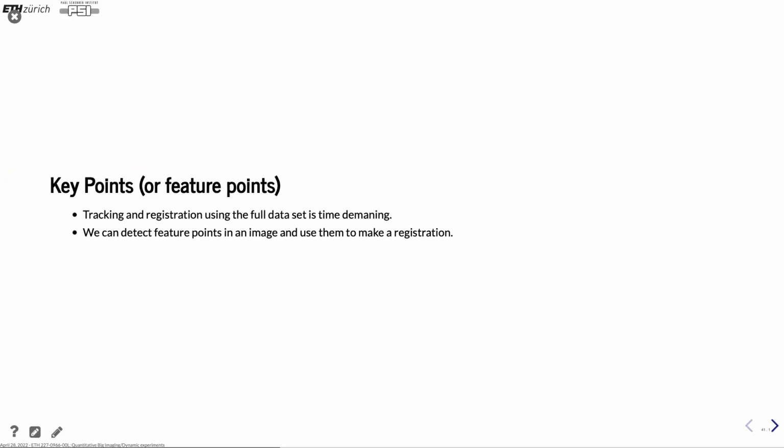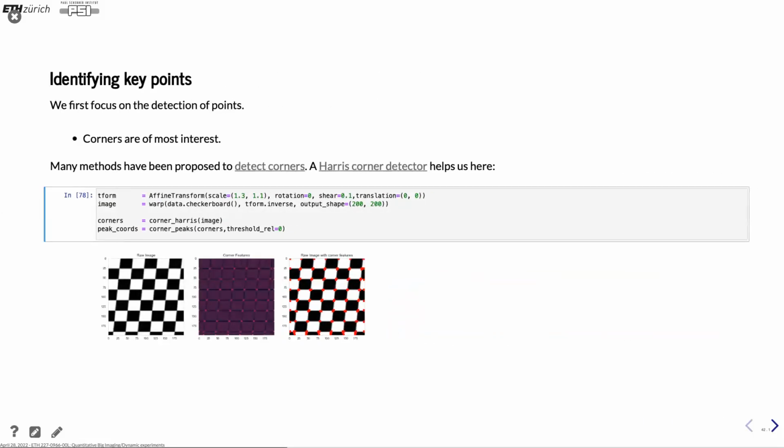So, yeah, let's do this too. Key points is another way. Now we have looked at the whole shape in our comparison, but key points is about identifying characteristic corners, mostly corners actually, and characterize the shape of the object that we are following by them. And here is one example.